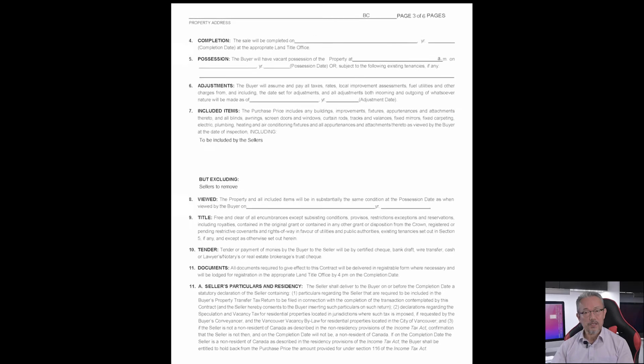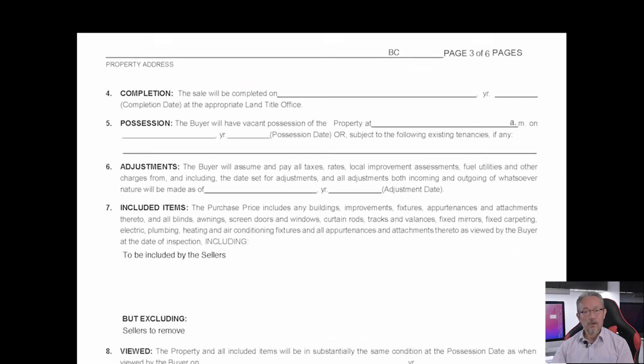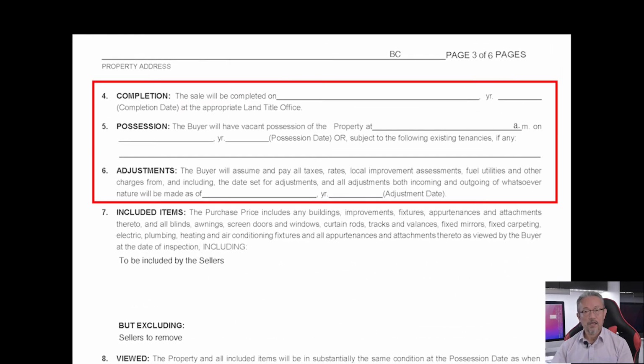On page 3, it discusses the completion, possession, and adjustment dates. The completion date is when the purchase funds and the title are exchanged to the new owner. This task is executed by your notary or your lawyer. The possession date is when you get the keys to your new home.